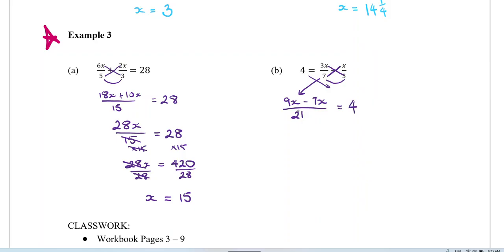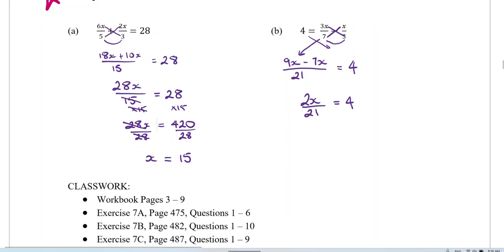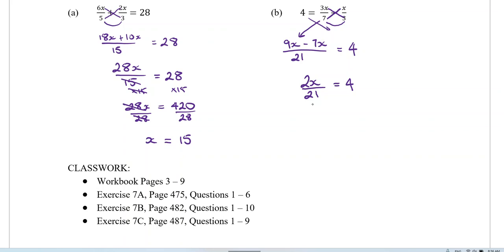Okay, now collecting up our fraction here, 9x take away 7x makes 2x over 21, and that's equal to 4. Now we start solving the equation. First thing to do is times 21. Get rid of that. 2x equals 4 times 21, which is 84. Then divide by 2, and we get x equals 42.